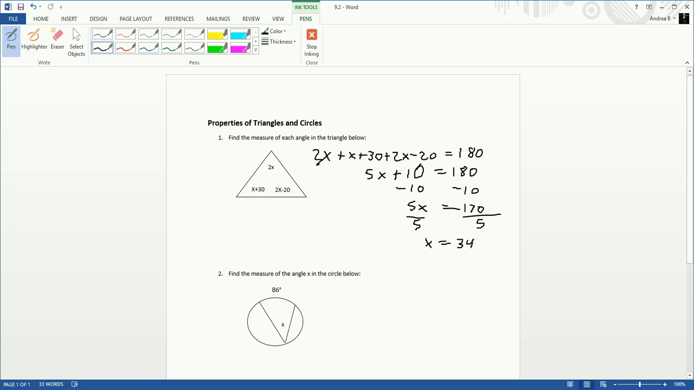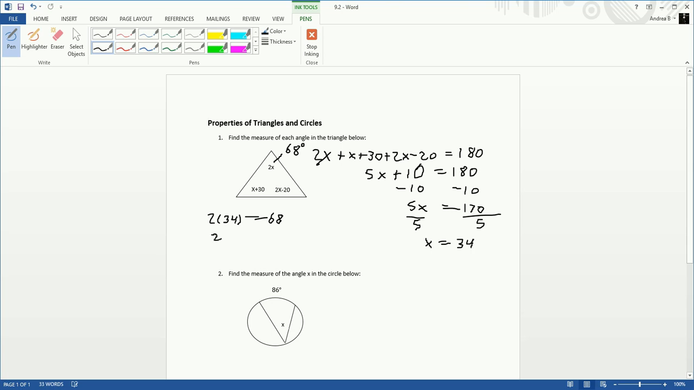So here, for instance, for this top angle, for the 2x, I'm going to write it down below, 2 times 34, then we would get 68. So that means the top angle here is 68 degrees. And then you'd want to do the same sort of thing for each of those.